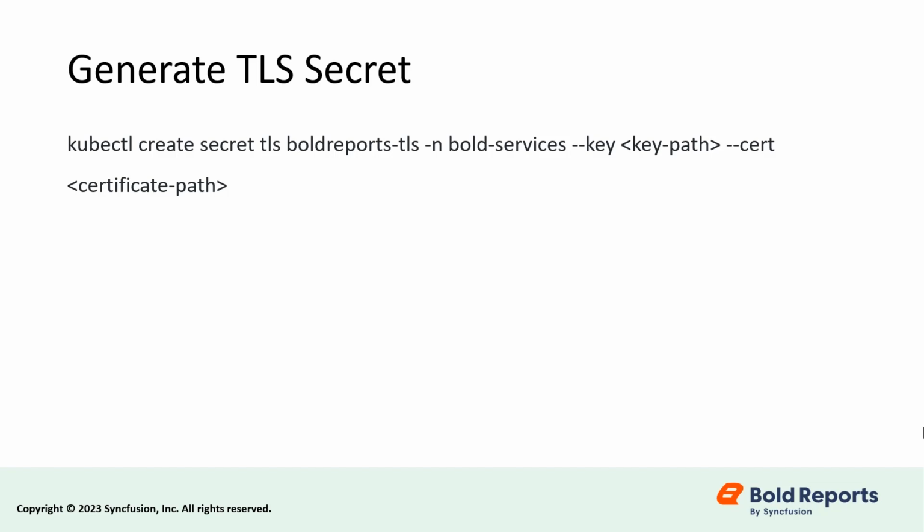Before configuring SSL, I need to create the TLS secret with the SSL certificate by running this command. Here, bold reports TLS is the secret name. This indicates the path for the .pem file and the .crt file path. You should use your domain SSL certificate.